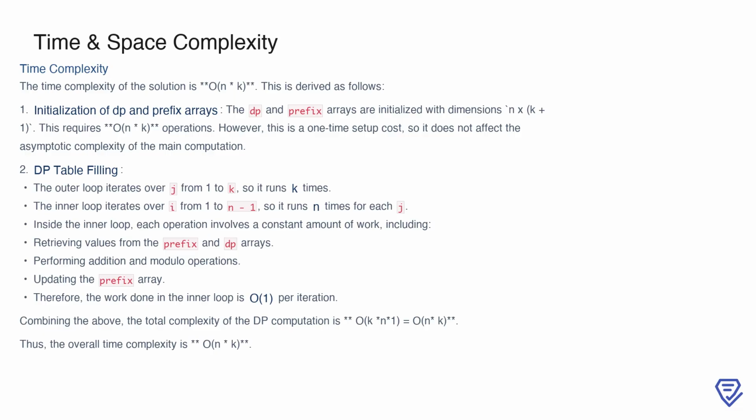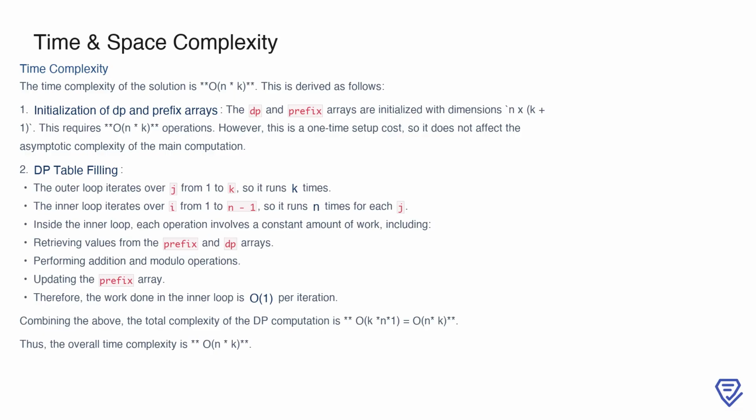Let's break this down. First, during initialization, we set up 2 arrays, the dp array and the prefix array. These have dimensions of n x (k plus 1), meaning that initializing them takes n*k operations. However, since this is just a one-time setup, it doesn't impact the overall asymptotic complexity of the main computation.